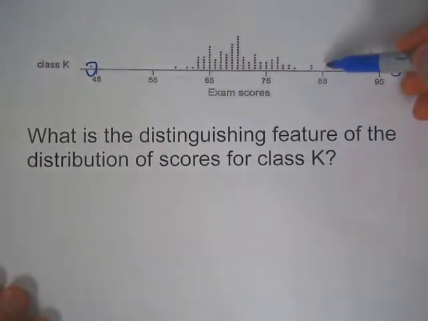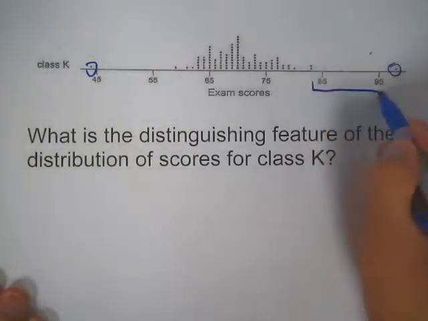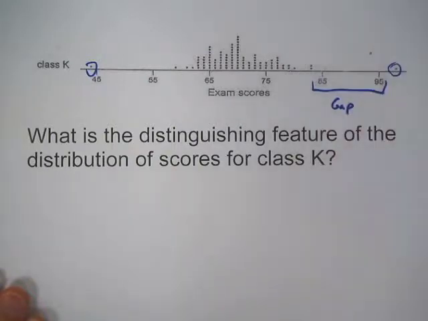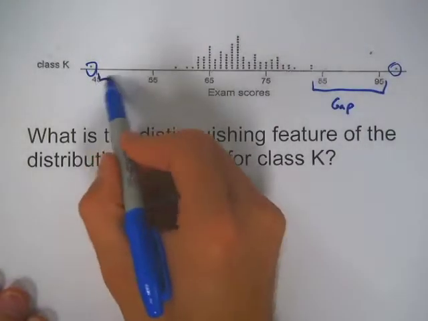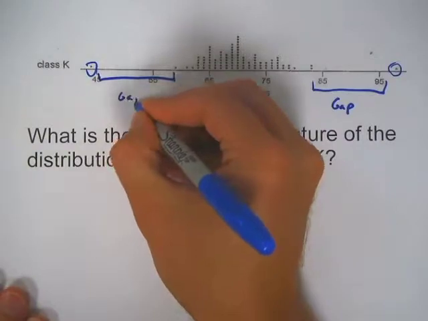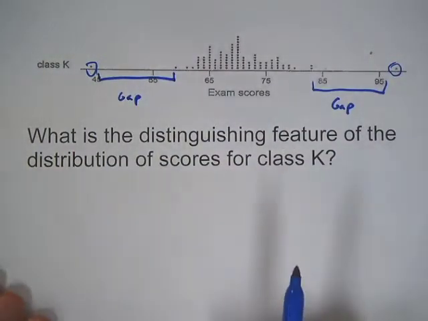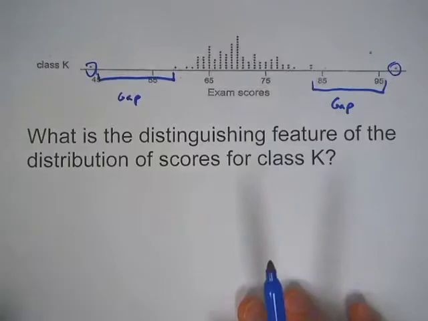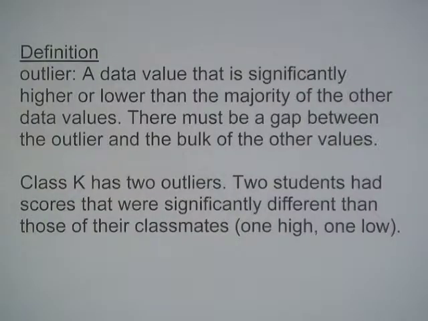If we had a bunch of students that scored in the 80s and 90s, this one might not be considered an outlier. The reason he's an outlier isn't necessarily because he scored really well, it's because he scored so much better than the rest. Because we had this gap, that made it an outlier. Because there was this gap here, that made this one an outlier. So you need to have a gap in order to have an outlier. Class K has two outliers. Two students had scores that were significantly different than those of their classmates.